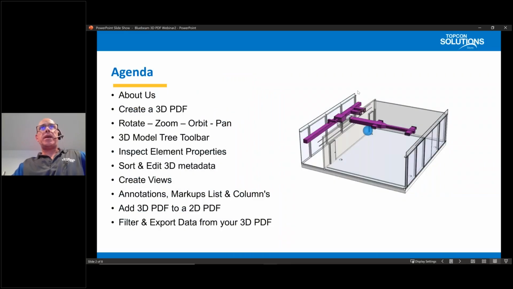So for today's agenda, I am going to briefly talk about Topcon solutions. Then I will demonstrate how to create a 3D PDF, and we'll go through how to navigate a 3D PDF. I'll show you the element properties and the metadata that's contained inside the PDF, and I'll show how to create different views, how to add a 3D PDF view to a 2D PDF, and also how to filter and export data.